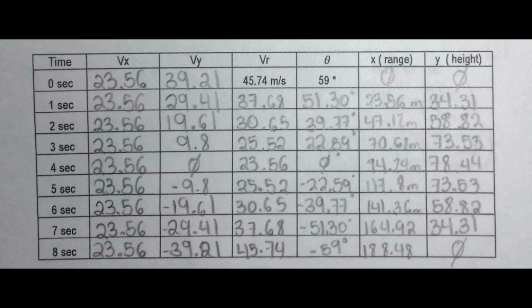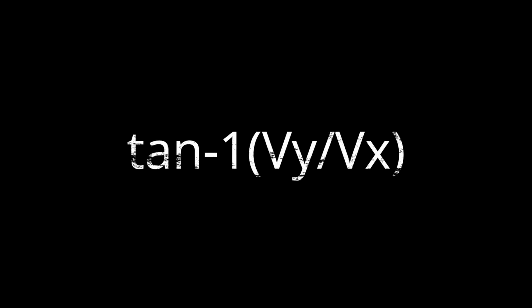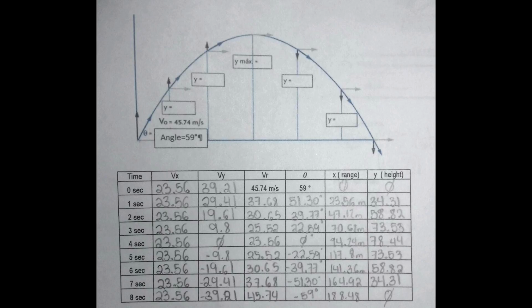Now we have to obtain the angle of the vector. To do that we need to use the formula inverse tangent of vector in y over vector in x. We continue doing it till we notice that in the second 5 we have the same number as in the second 3, but negative. This phenomenon happens also in the second 6, 7, 8, and so on.